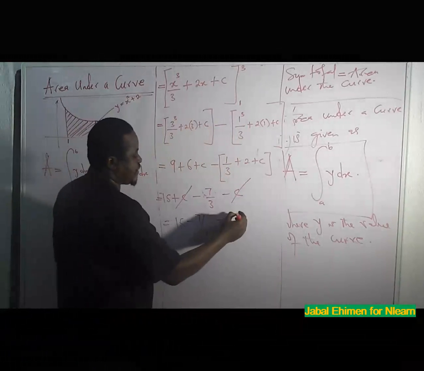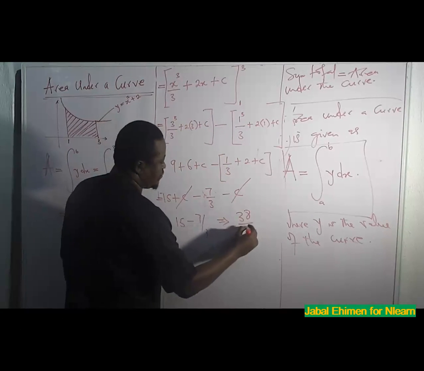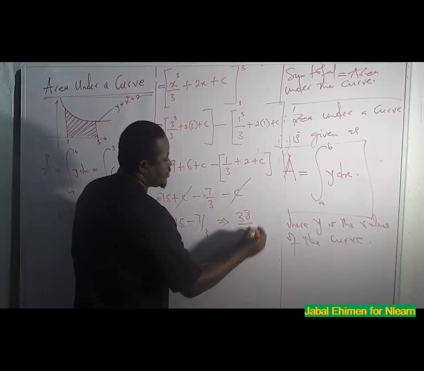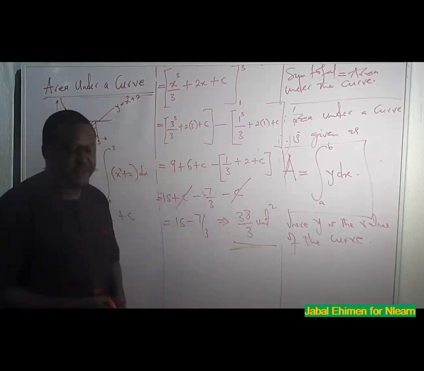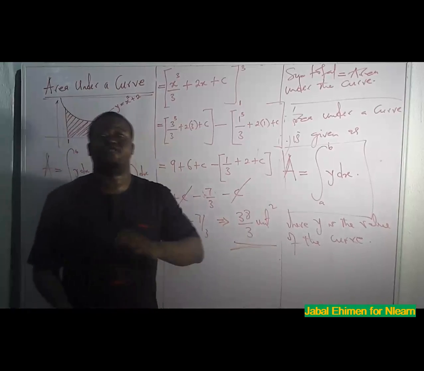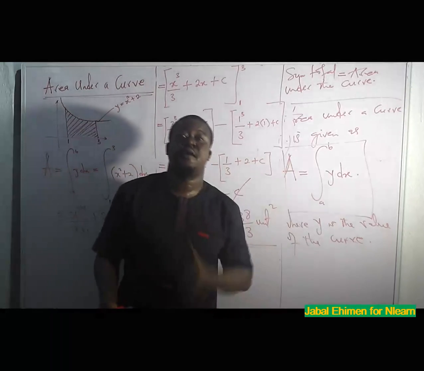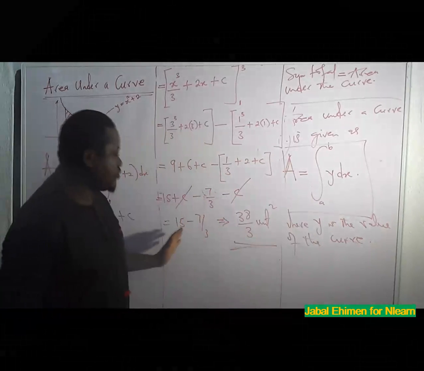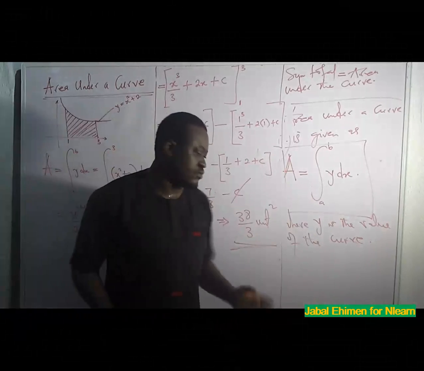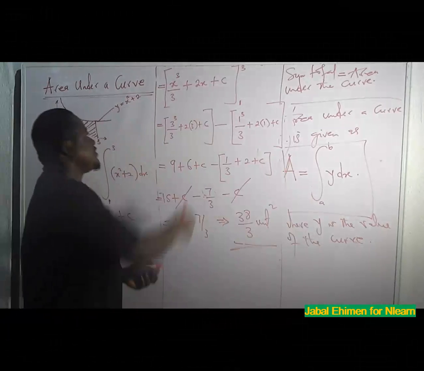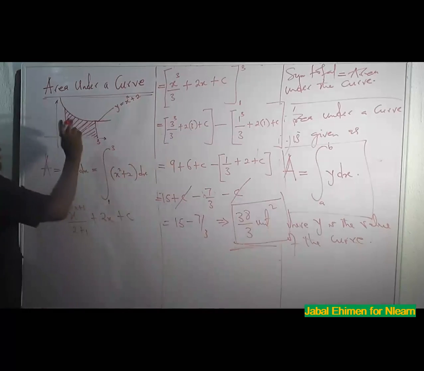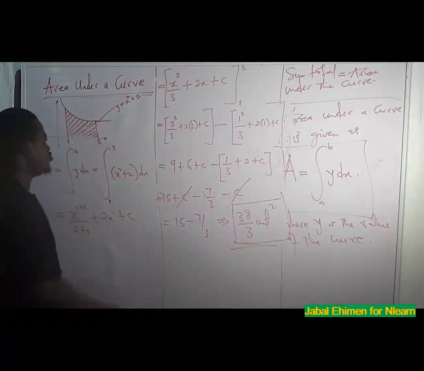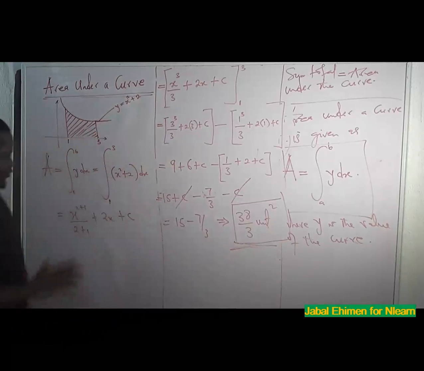So automatically that becomes 38 over 3 units squared. Now, the squared comes from the fact that area is measured in centimeter squared, meter squared. So normally you're supposed to have a value and a unit, but it becomes unit squared. So this is the value of the area under this curve, which is partitioned 1, 3. Good. Now we've talked about that.